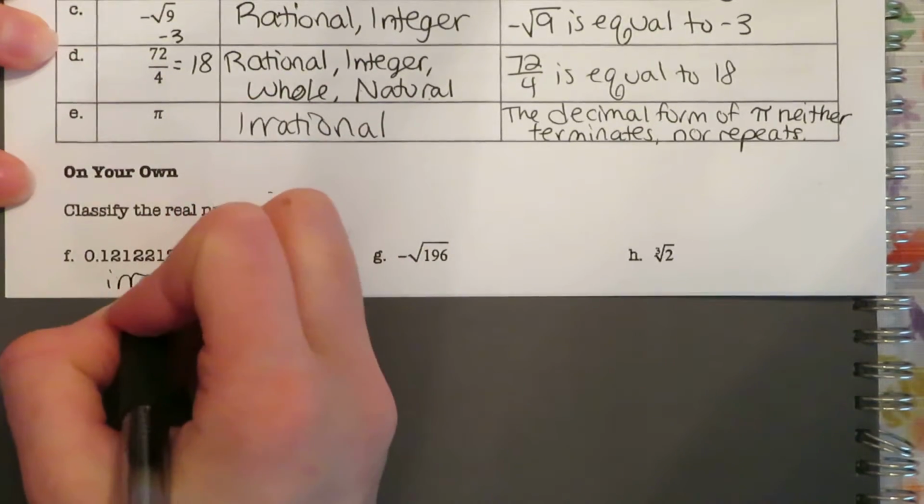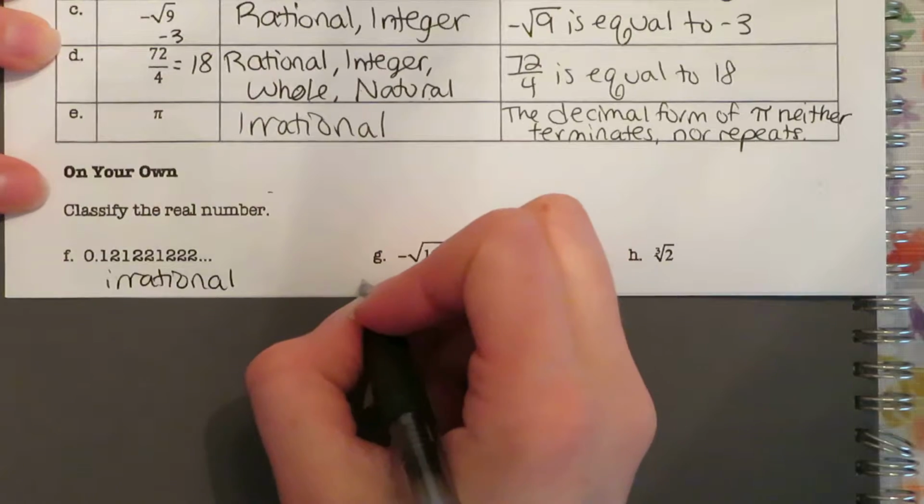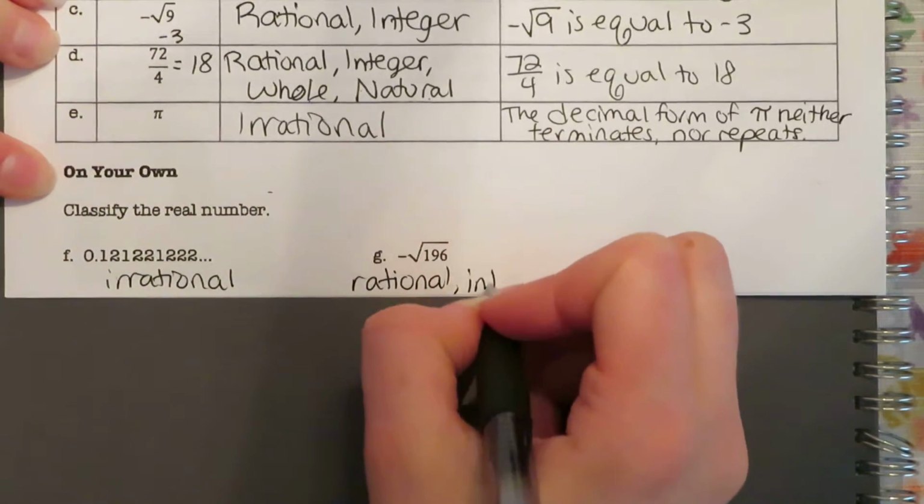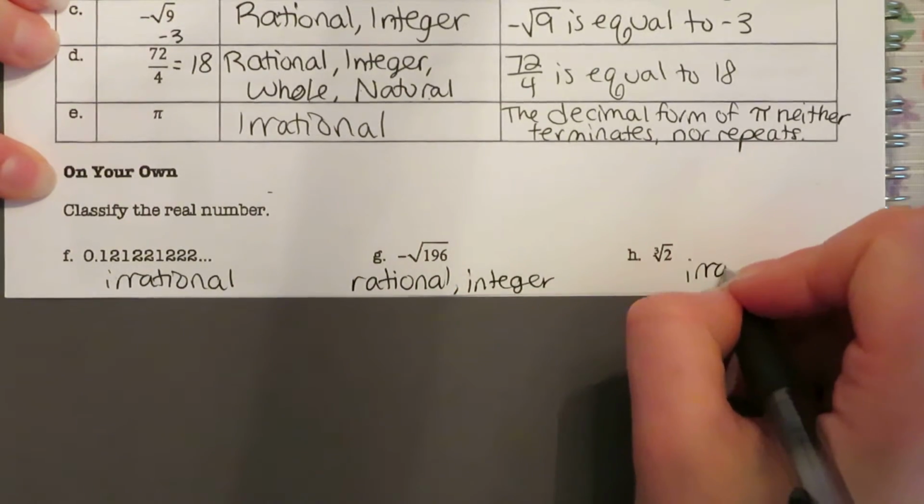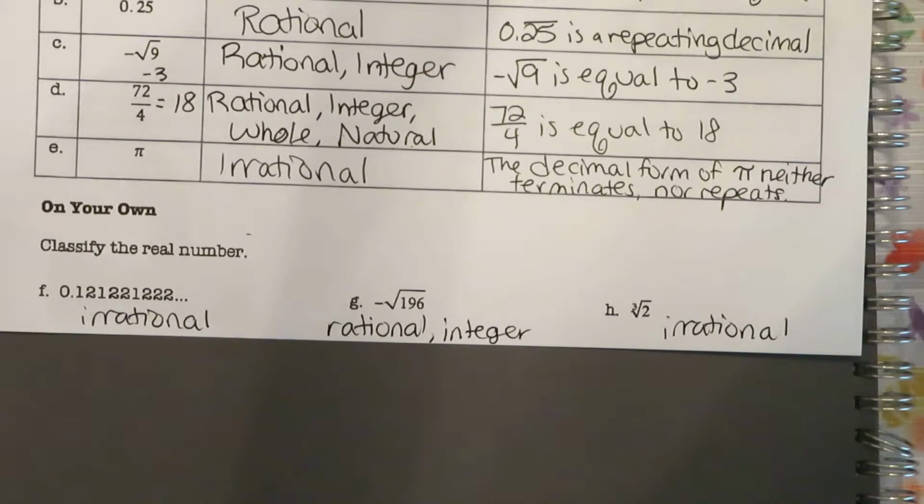F is irrational. That number does not repeat. Letter G is rational and also an integer. And letter H, you should have had that as irrational. The cube root of 2 is not a perfect cube.